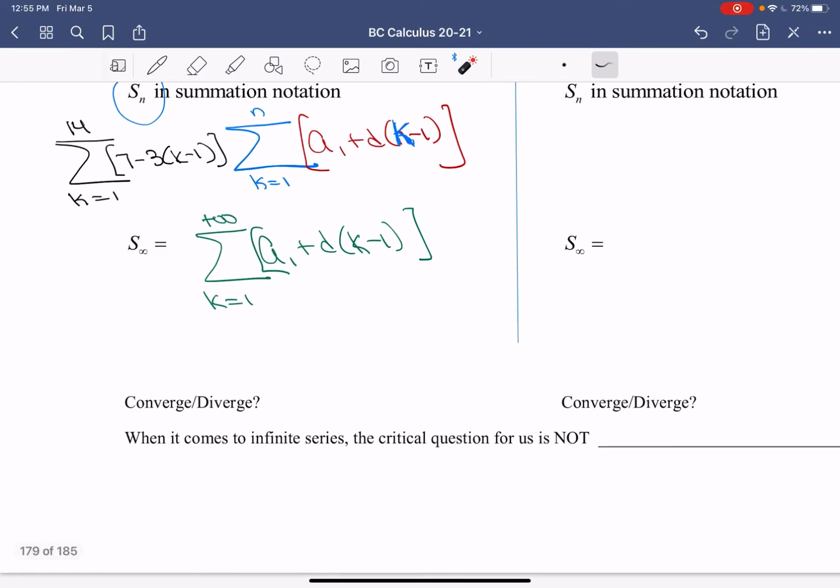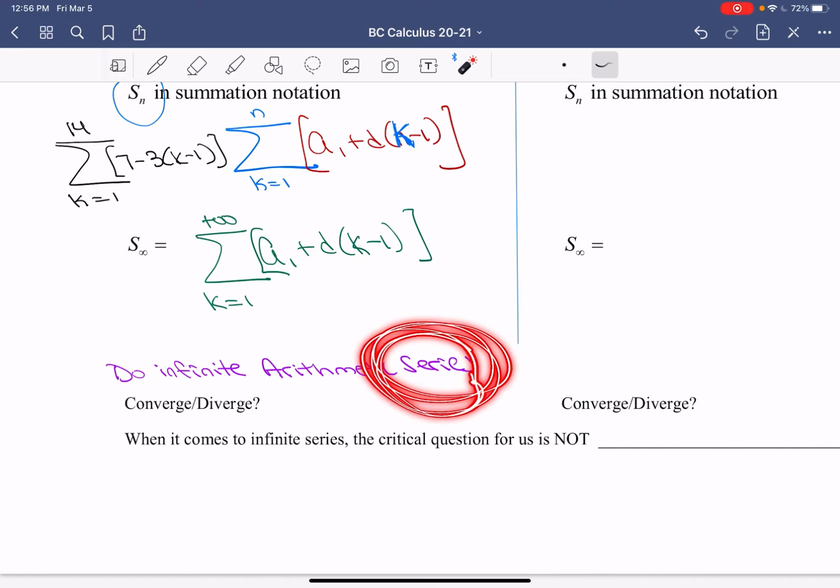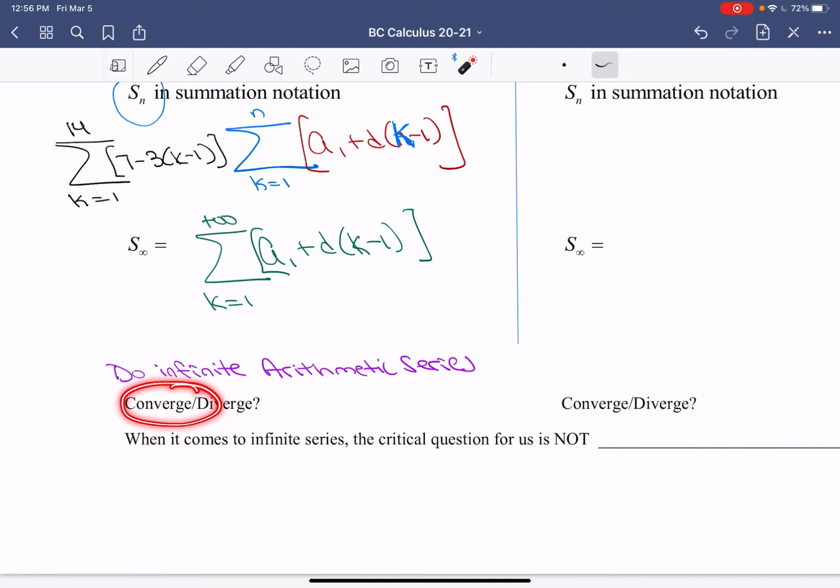Now, let me ask you this. When it comes to infinite arithmetic series, do infinite arithmetic series converge or diverge? When you are talking about, ladies and gentlemen, be very careful. When you're talking about whether a sum converges or diverges, you want to ask yourself, okay, if I add up these infinite terms, will my sum converge or diverge?